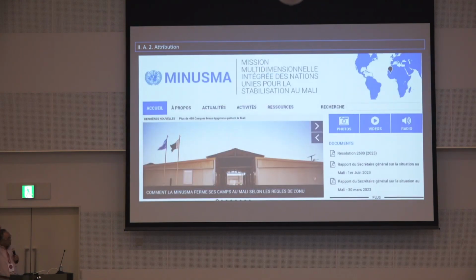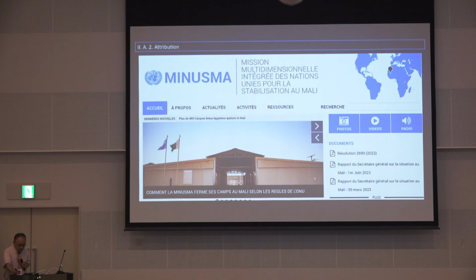For example, take the latest example, rather a sad example, of Mali. If you visit the website of this mission, you find this kind of sad photo: "Comment la MINUSMA ferme ces camps." So, how to close the camp. They are now in the process of withdrawing from Mali because Mali decided to let the UN go out of the territory after the government change in Mali.